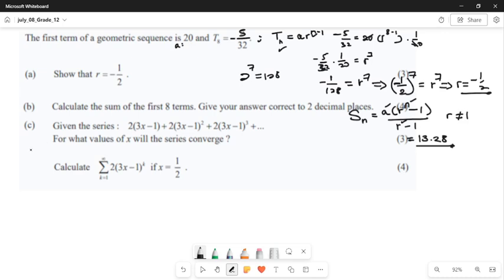And then question number C. You're given a geometric series, and the question is: for what values of x will the series converge?